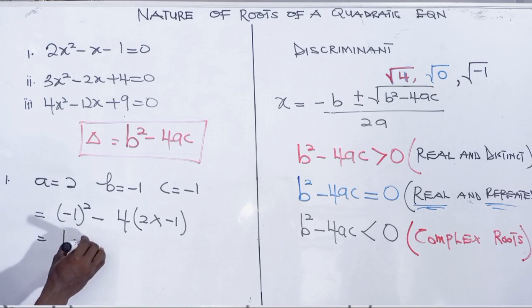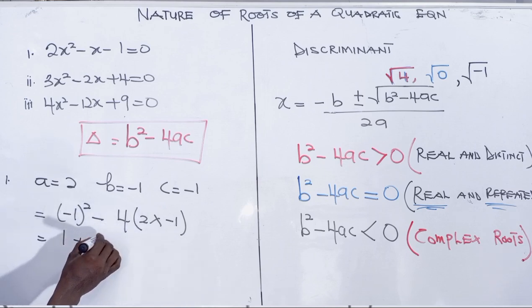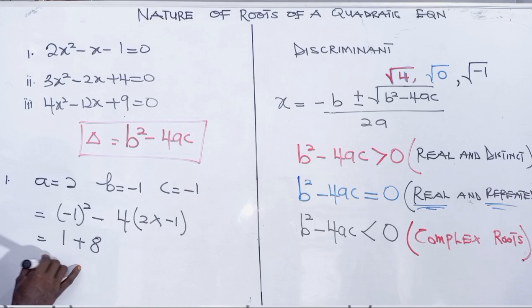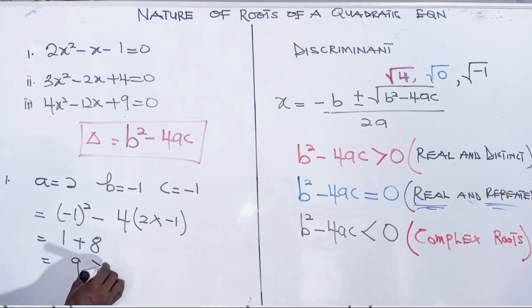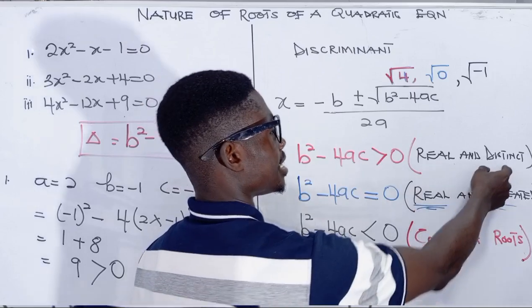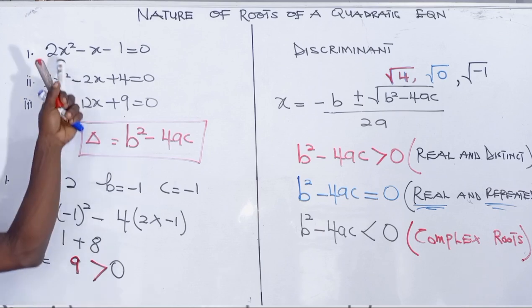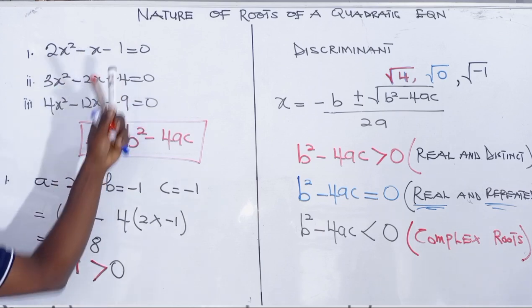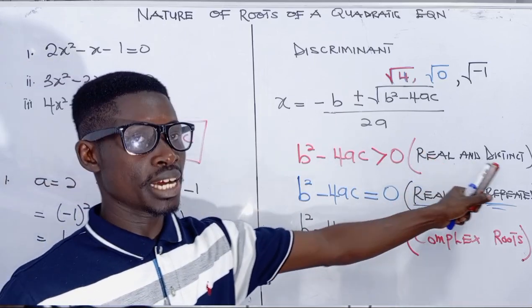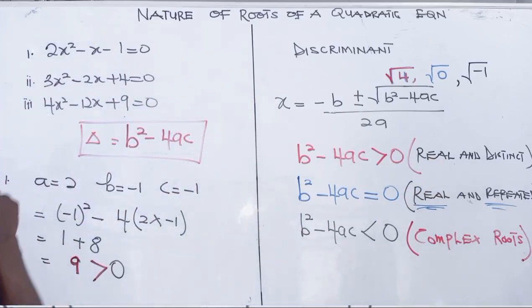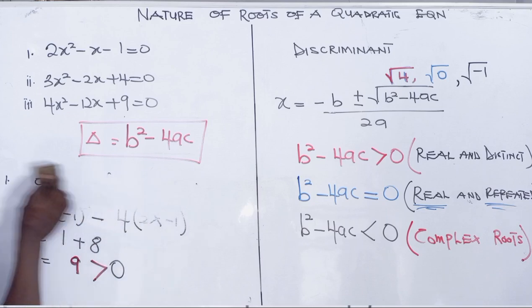This is going to give us 1, and then we have plus what? 8, and this is going to give us what? 9. And we can see that 9 is what? Greater than what? 0. So it means that the root of this quadratic equation is going to be what? Real and distinct roots, since the discriminant, which is 9, is greater than 0. You can put this equation into your calculator to see if it is going to give you two real and different roots. Let's look at example 2.